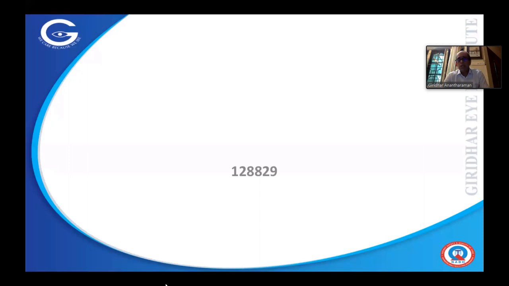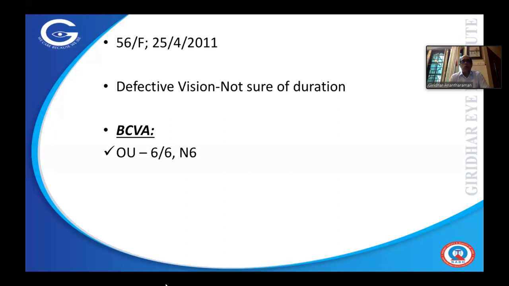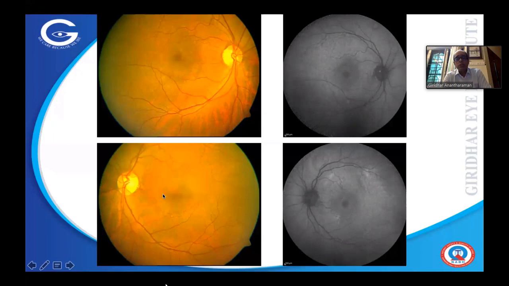This is probably one of my patients, or one of the patients in our institute, with the longest follow-up, nearly 10 years. This lady came to me many, many years ago with defective vision, but corrected vision was normal. So corrected vision can be normal with hypermetropic glasses. It is very, very important for you to check the refraction. There may be a significant hypermetropic power with which the patient may read normally, but that does not necessarily mean that the patient is not symptomatic.